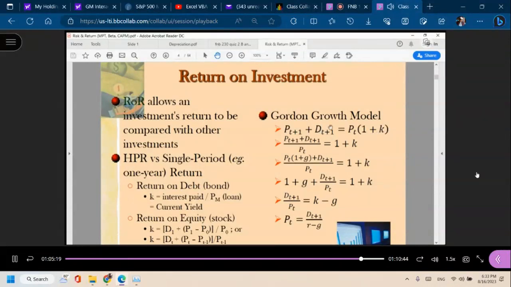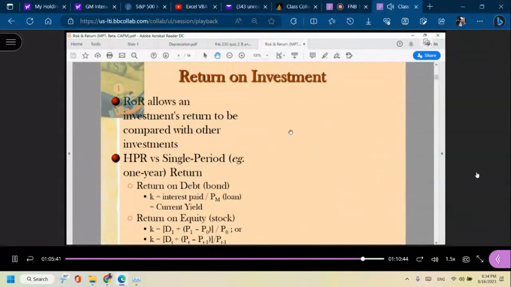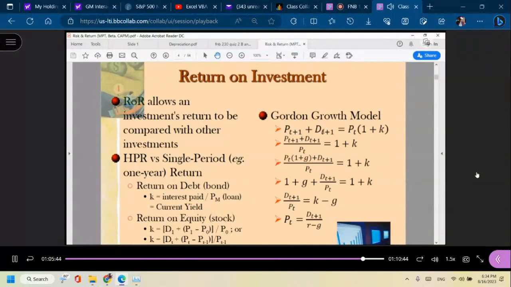If in the next period, time t plus 1, you have nothing but P sub t plus 1, the price in the next period, then this is simply a growth rate, not return. But if in the next period you have the price at time t plus 1, and not only that, but also the dividend at time t plus 1, then that's the return. This K represents return. I talked about that. K stands for cost of capital.